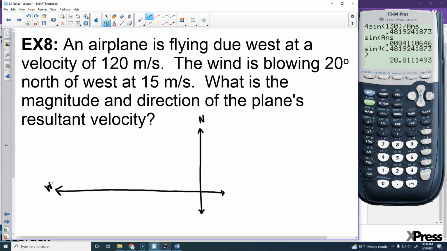And the plane is flying due west at a velocity of 120 meters per second. The wind is 15 meters per second, and it's 20 degrees north of west. So it's not going to be very long in comparison. In fact, I probably drew it a little too long there, but it'll be good enough. 15 meters per second here. This angle would be 20 degrees. We would have to make a parallelogram.